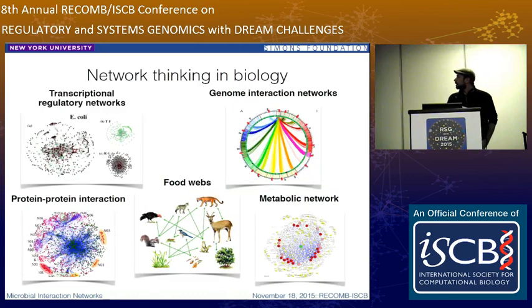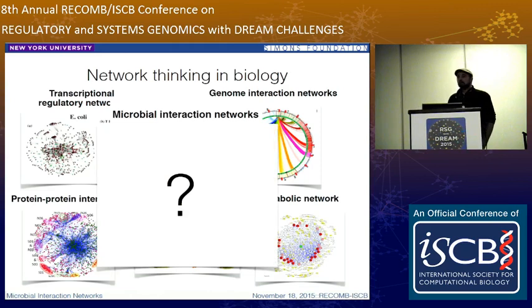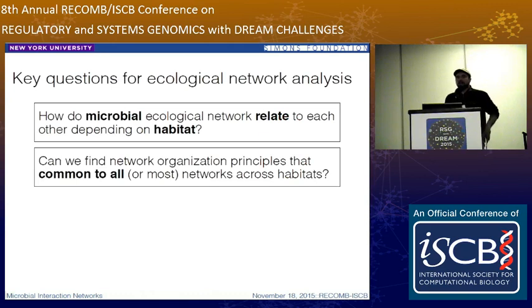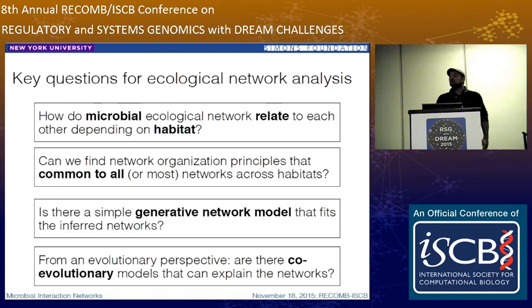Okay. All right, so now we are at network thinking in biology. So we heard a lot about transcriptional regulatory networks and also recently about genome interaction networks. And the question really is, how do microbial interaction networks fit into this global network picture? And we can ask a lot of ecological questions. For instance, is the organization of the networks different dependent on the habitat? Are there features that are common to all networks? Can we come up with a co-evolutionary model that explains the emergence of these ecosystems? And can we find a generative network model in general?